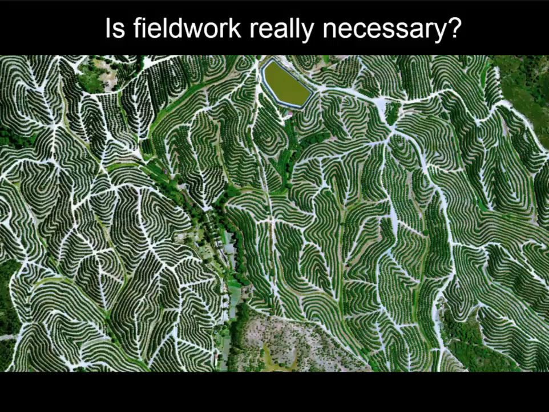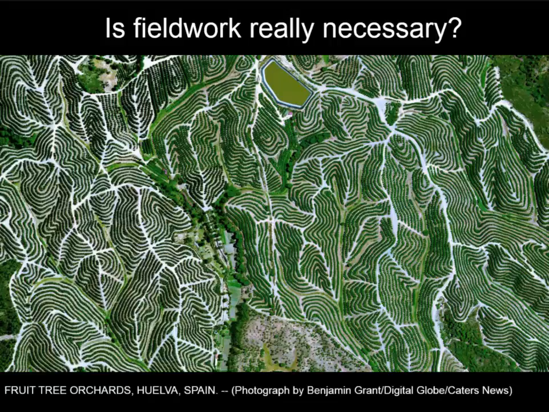So this is a fruit tree orchard in Spain. Sometimes it's very hard to interpret what it is. So in most cases, you need to inspect the area to get a clear picture of what is in there. And that's why in this specific example, fieldwork is needed to better clarify what it is. And also, if you have classified the image, you will need to go and check if you have done a good job.